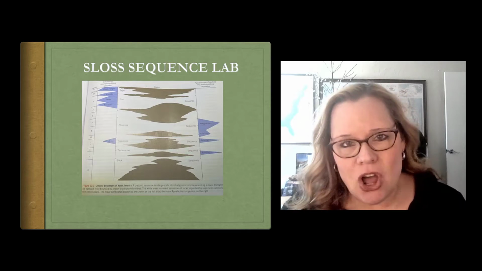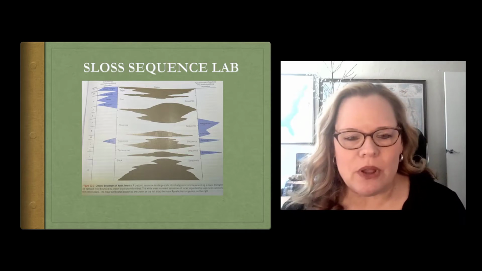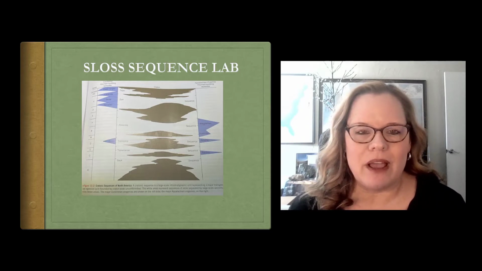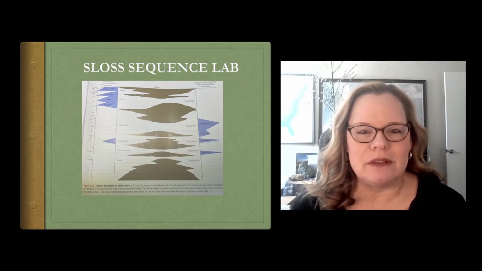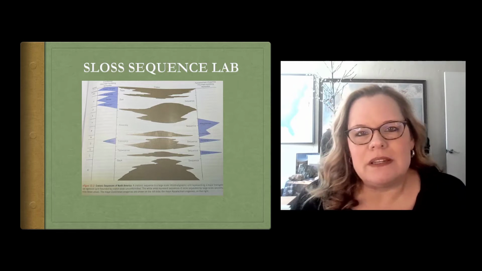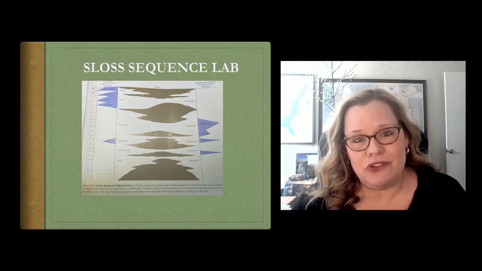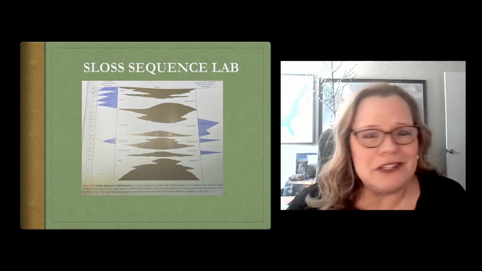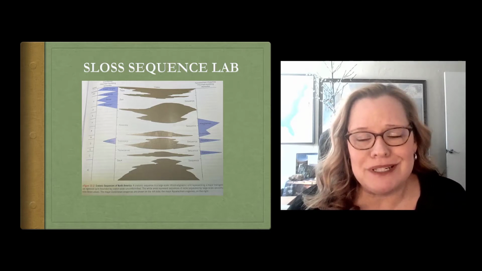This is the Sloss Sequence map that's in your book, and you'll need to get your digital book and look at this diagram and download it. You can do a screenshot and use it, and it'll be essential for doing this lab. But it's not the only essential piece. You need lots of diagrams and figures throughout the book to do it.